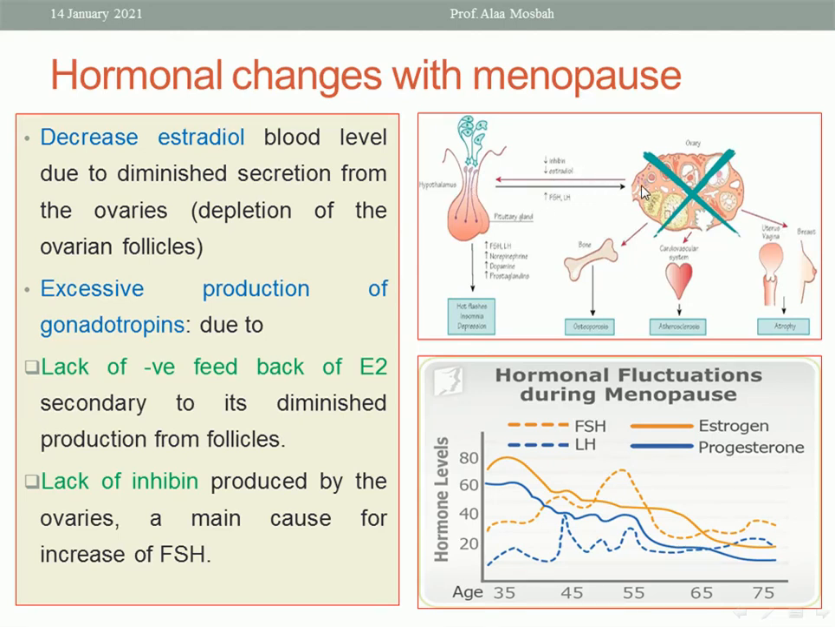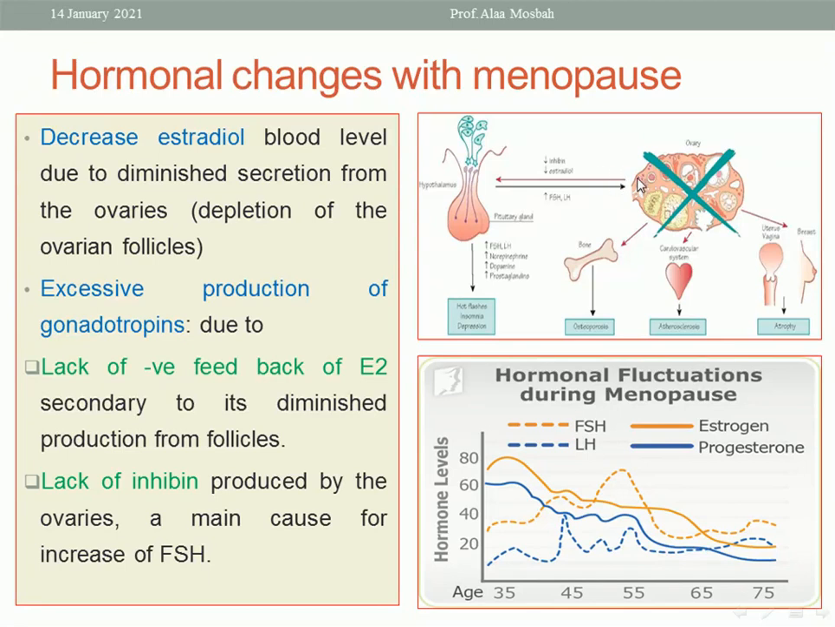So suppose normally there is increase in secretion of estradiol, which will have a negative feedback on the pituitary and the hypothalamus to regulate the release of FSH and LH. But here there is no more estradiol. There is decrease in estradiol. So FSH and LH are secreted more and more, because the hypothalamus and the pituitary are released from the negative feedback mechanism.